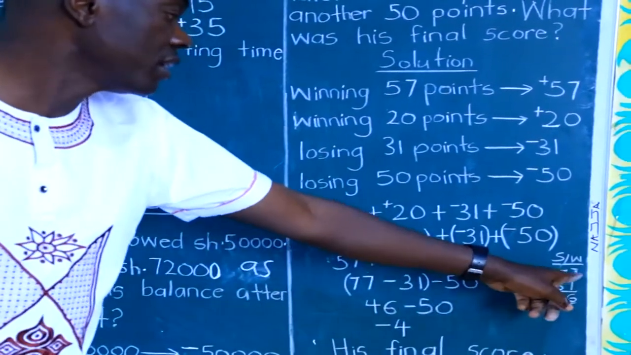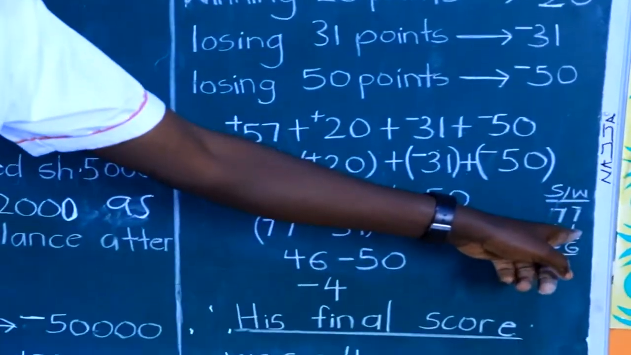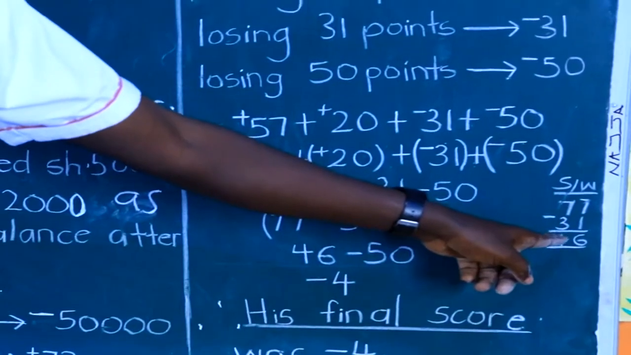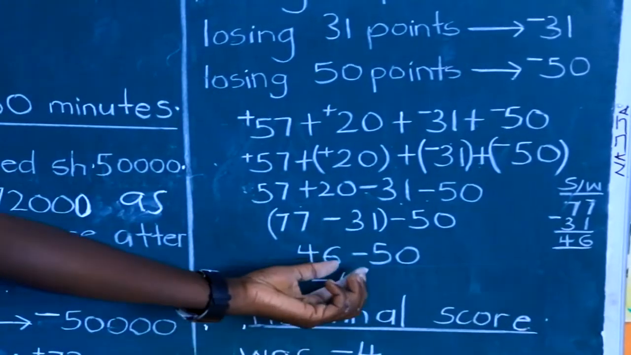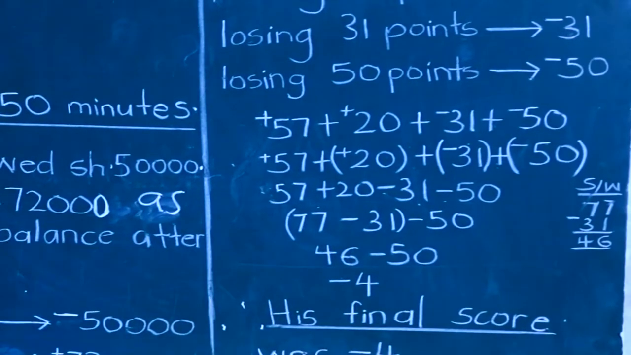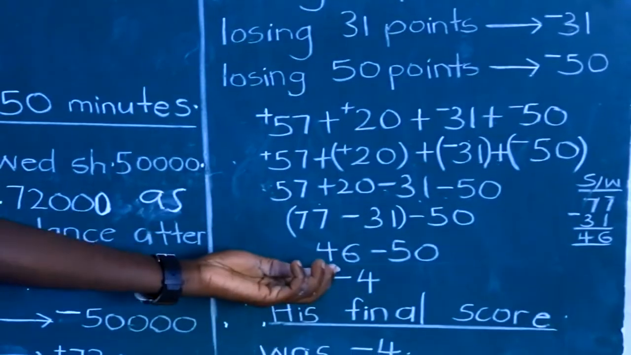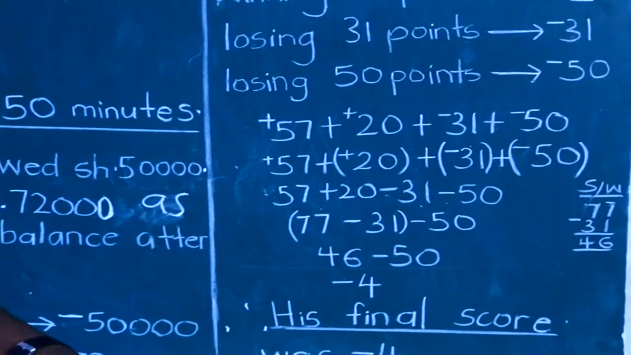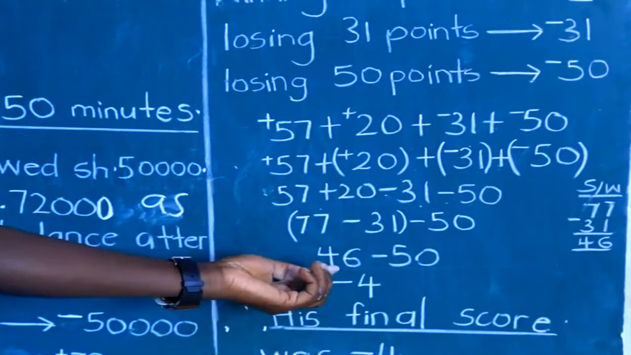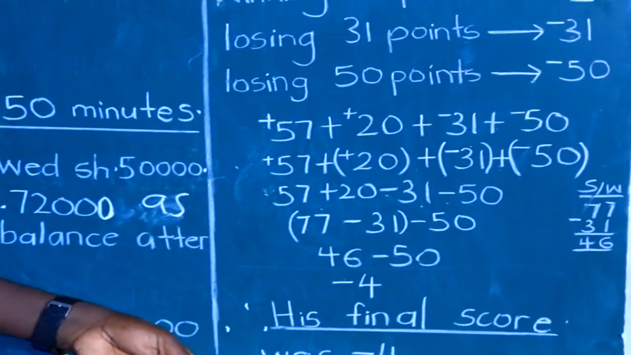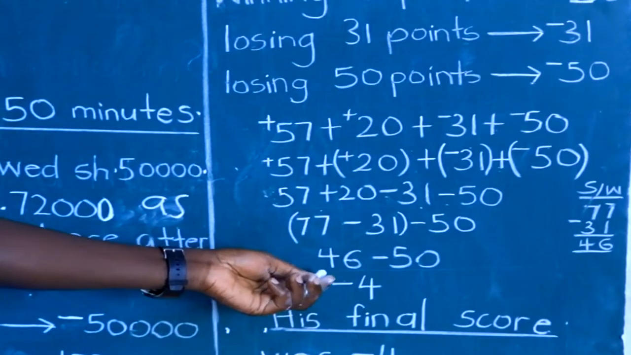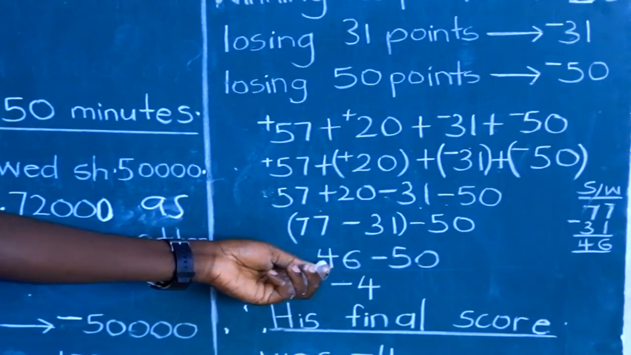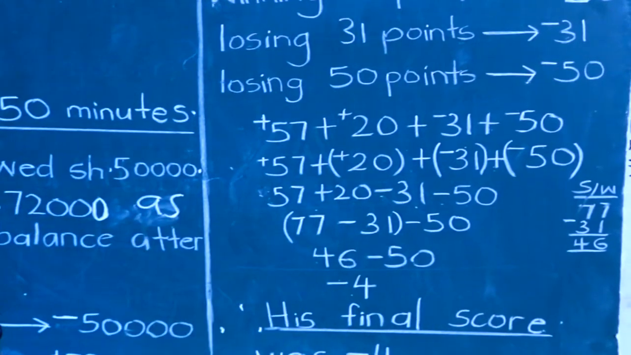77 minus 31, you will get 46 as shown in this side work. 77 minus 31, that is 7 minus 1, you get 6. And 7 minus 3, you get 4. Thereby getting 46 minus 50. And the fact being that 46 is far less than 50, we shall first know 50 minus 46, which is a 4. Then the opposite of that 4 is a negative 4. So you get 46 minus 50 then is a negative 4.